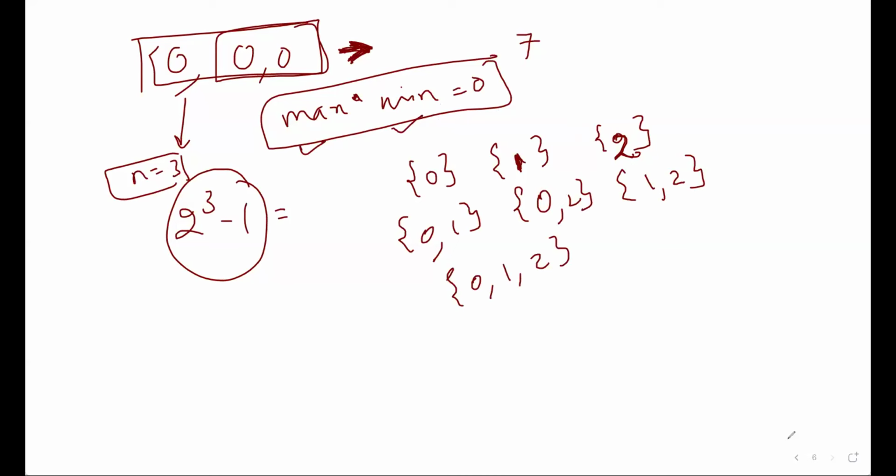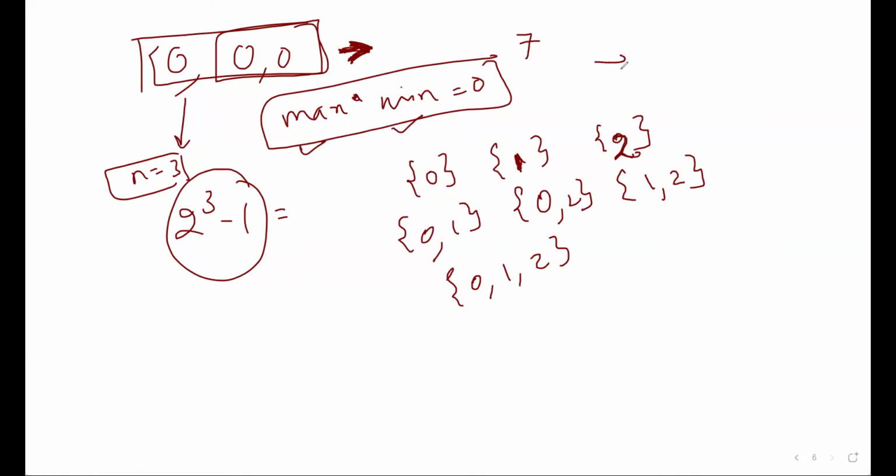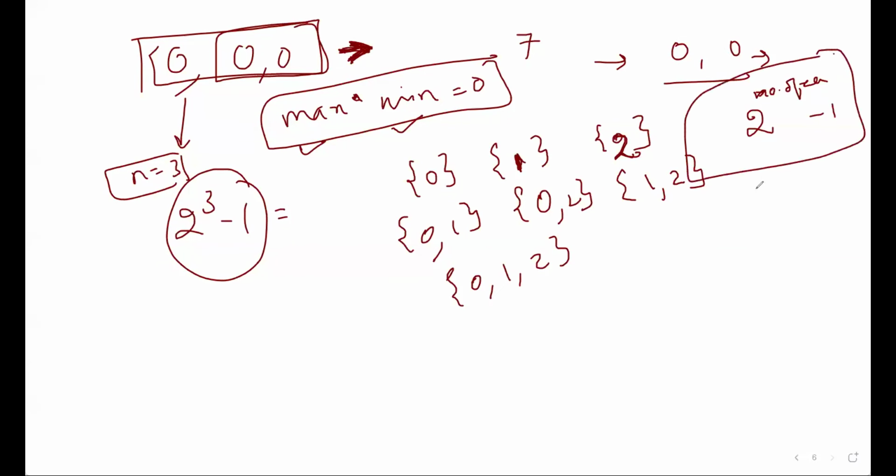So for type 2, it is clear. For type 2, the total number of subsequences that you can form where maximum is 0 and minimum is 0 is nothing but 2 to the power number of zeros, minus 1. Is this part clear with everyone?